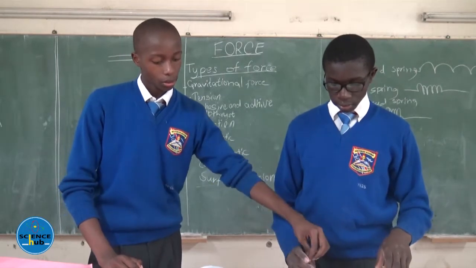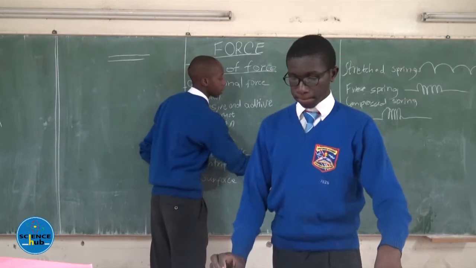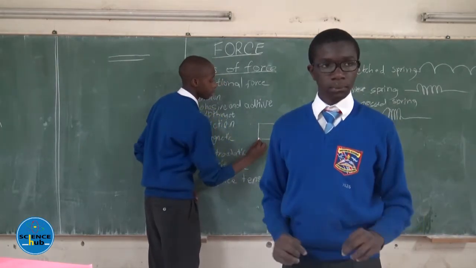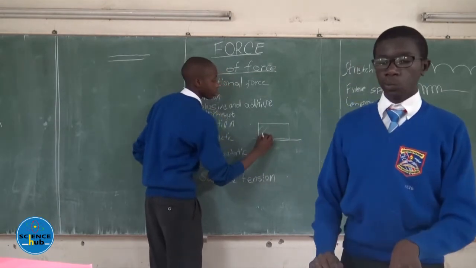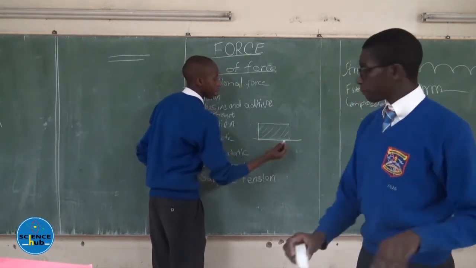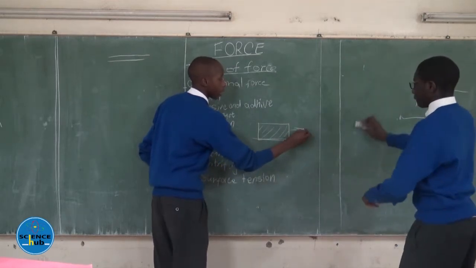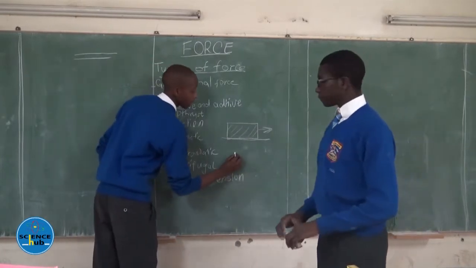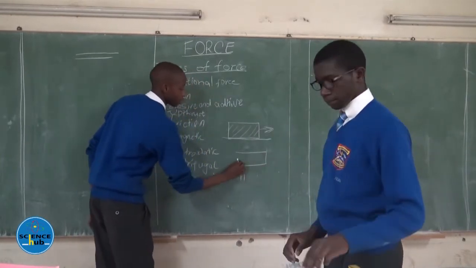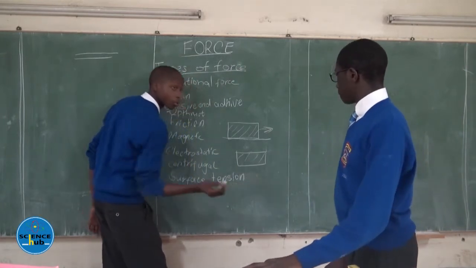For example, we are going to have these two diagrams here. This is an object, and this is the ground. You're trying to push this object towards this place. And in the second diagram, you're going to have the object itself and the ground, but you're going to roughen the surface.